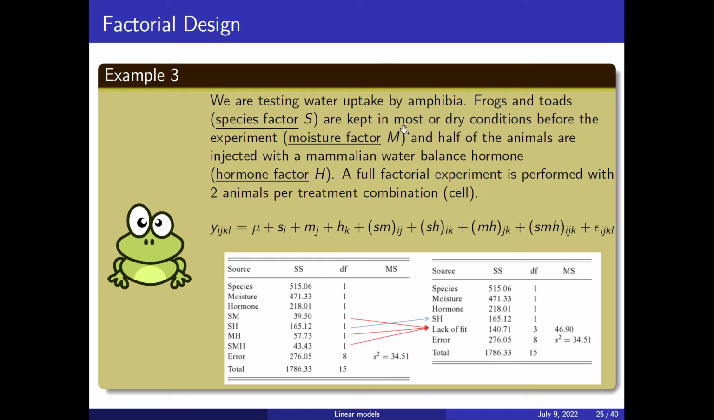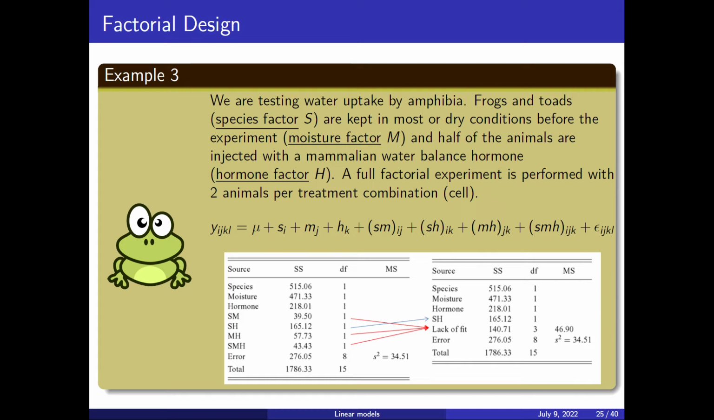So I will have two species, frogs and toads. So I have a factor that is the species, and I will have another factor that is the hormone, if I give the hormone or I don't give the hormone. So I again have two levels for that factor, and it may be that the amount of water that the animal takes depends on whether the previous hour before the experiment the animal was in water already or not.